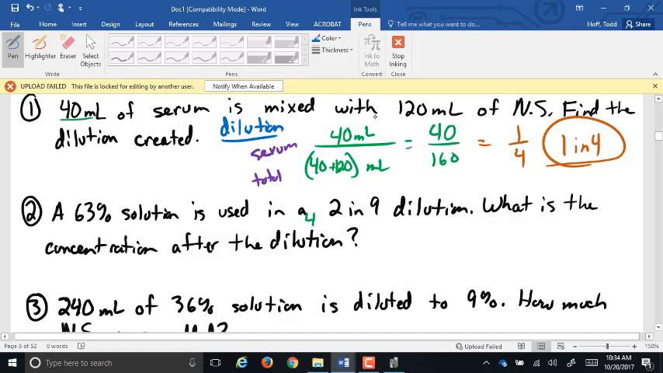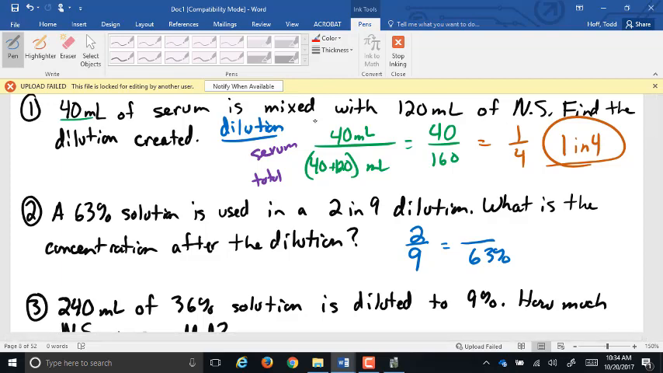Okay. Number 2, a 63% solution is used in a 2 in 9 dilution. What is the concentration after the dilution? In a 2 in 9 dilution, the dilution ratio is the same as the ratio of the solution concentrations. So after the dilution, obviously we expect a smaller concentration. So we put the 63 with the larger number, which is the 9. 2 times 63 divided by 9 would be 14%.